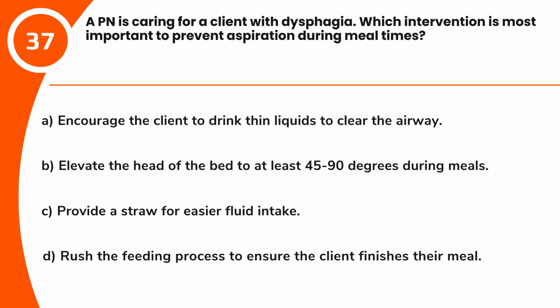Question 37. A PN is caring for a client with dysphagia. Which intervention is most important to prevent aspiration during mealtimes? A. Encourage the client to drink thin liquids to clear the airway. B. Elevate the head of the bed to at least 45 to 90 degrees during meals. C. Provide a straw for easier fluid intake. D. Rush the feeding process to ensure the client finishes their meal.